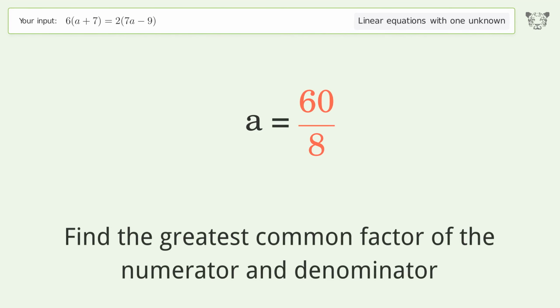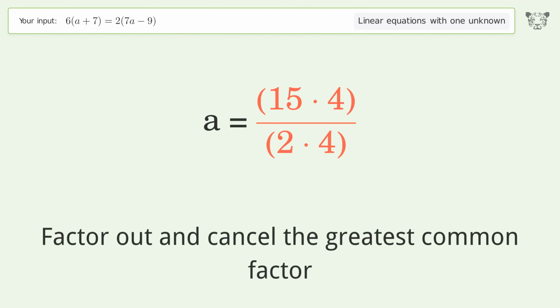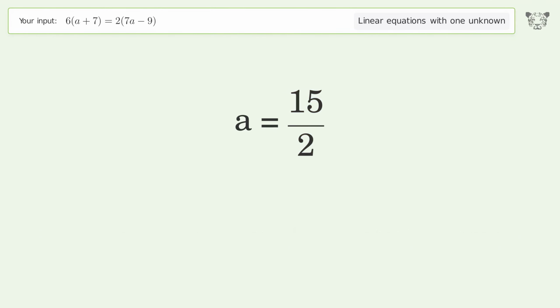Find the greatest common factor of the numerator and denominator. Factor out and cancel the greatest common factor. And so the final result is a equals 15/2.